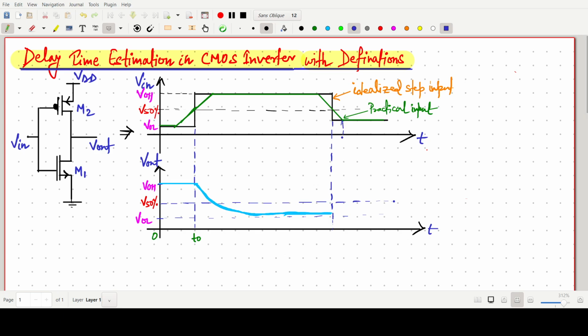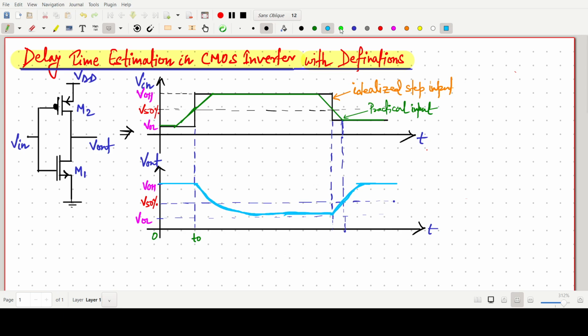Say this value is our VOH value. And then after that it will go from this point and rise like this. This one is the output waveform. Clear? This one is the output waveform.